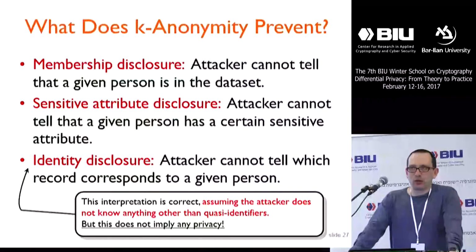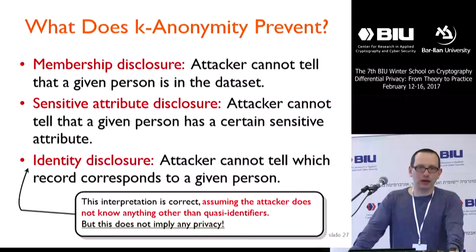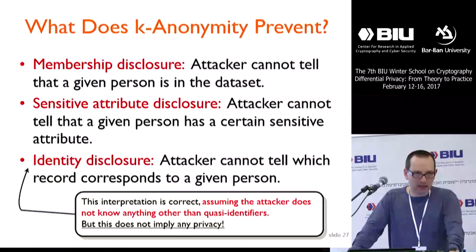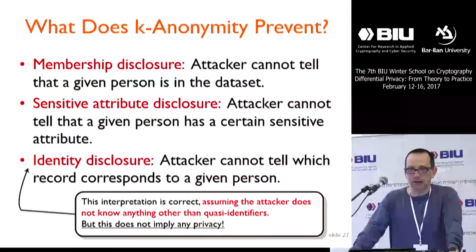The easiest way to illustrate is like, okay, what if I got K records and they all have the same sensitive attribute? I don't need to know which of these records correspond to my target, because then I know that they have this attribute because they all have that attribute.